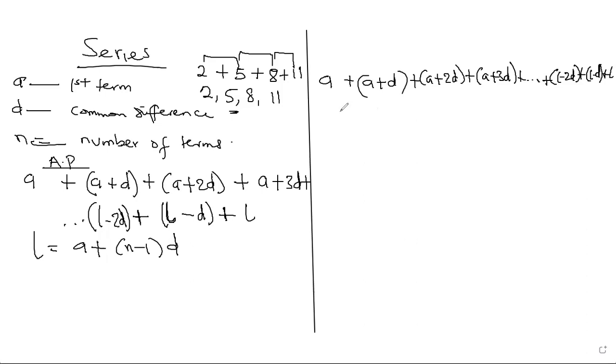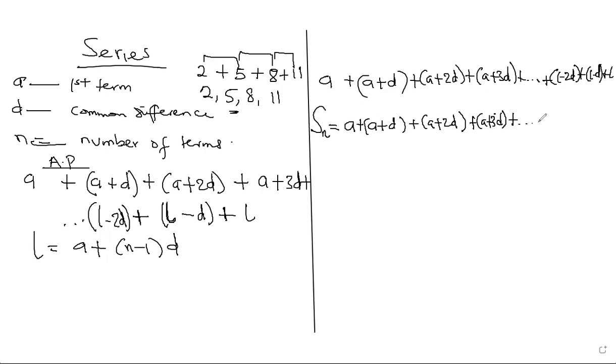So if I want to find the sum, that is, if I add them up, what do I get? If I add all these terms in the series together, I can write the sum of the nth term, the sum of all the terms in the series, denoted as Sn. I can write it as A plus A plus D plus A plus 2D plus A plus 3D.